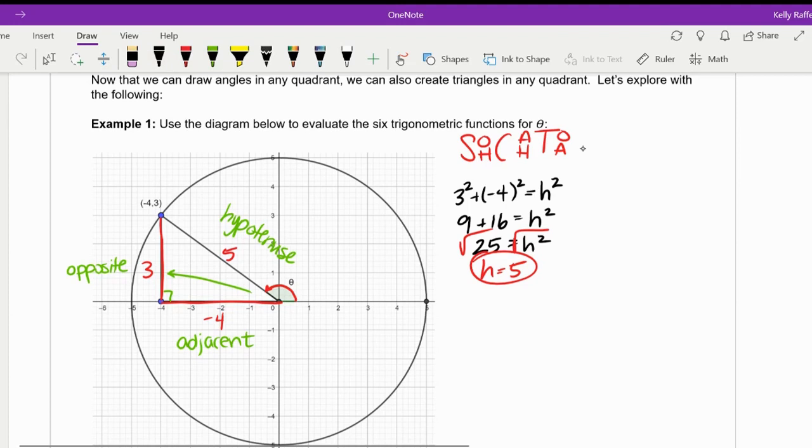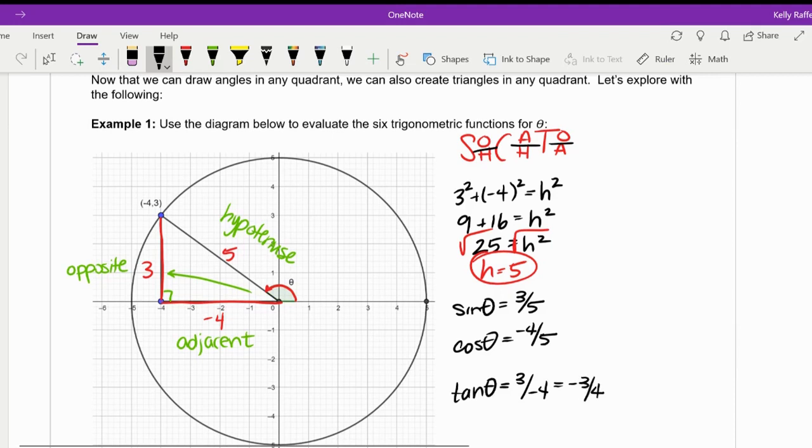So lastly, we want to find all of our different trig functions, so sine, cosine, and tangent. Sine is OA, opposite over hypotenuse. Cosine, A over H, adjacent over hypotenuse. And then tangent, opposite over adjacent. And it doesn't matter where you put that negative. This would be the same as writing that, right, for tangent.